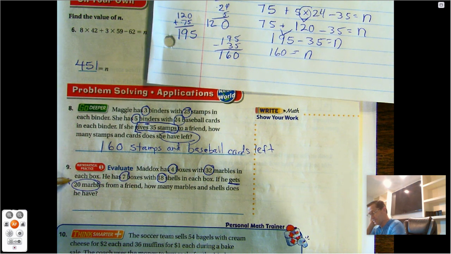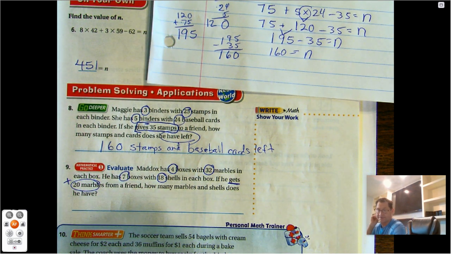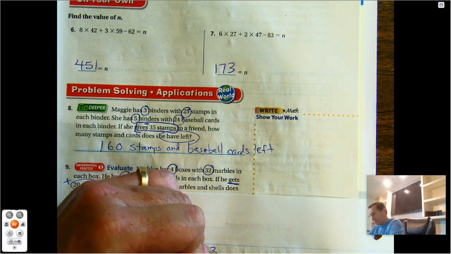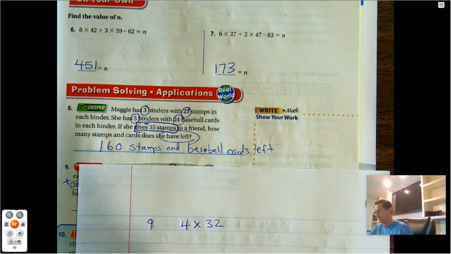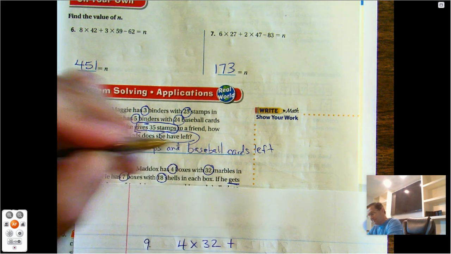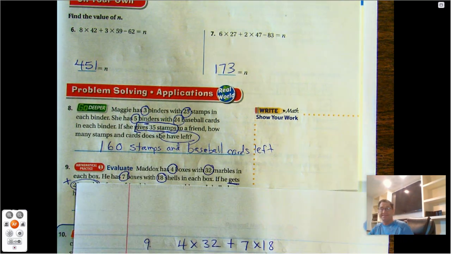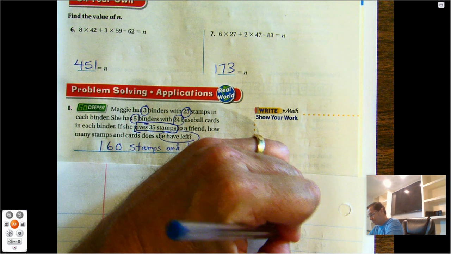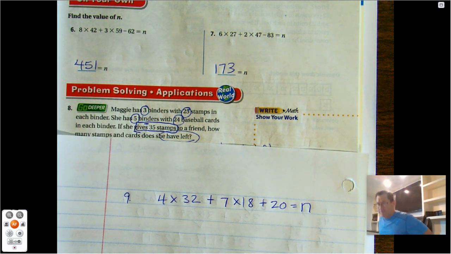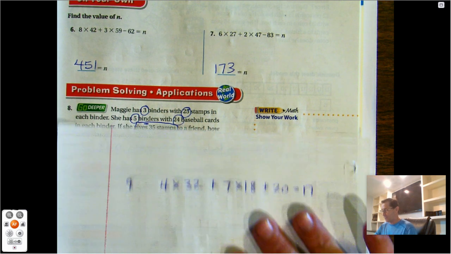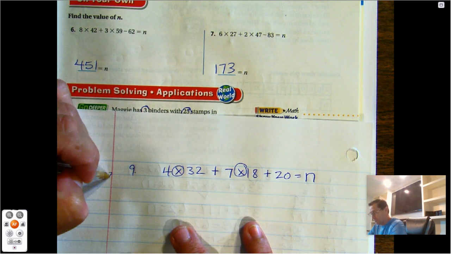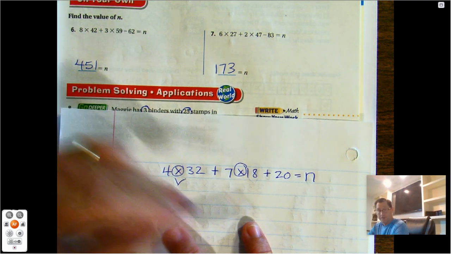Okay. So we can still write an expression, same way we've been practicing. So 4 boxes of 32 plus his 7 boxes of 18 plus the 20 marbles from a friend. Gives him a total number of marbles and shells. So I'm going to do any multiplication first, and 4 times 32 will be first because we're going left to right. 4 times 32. 4 times 2 is 8 ones. 4 times 3 tens is 12 tens.